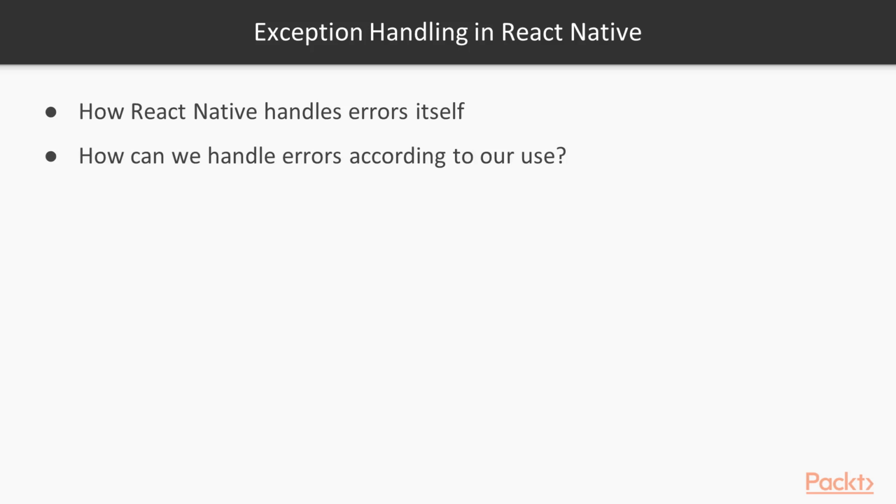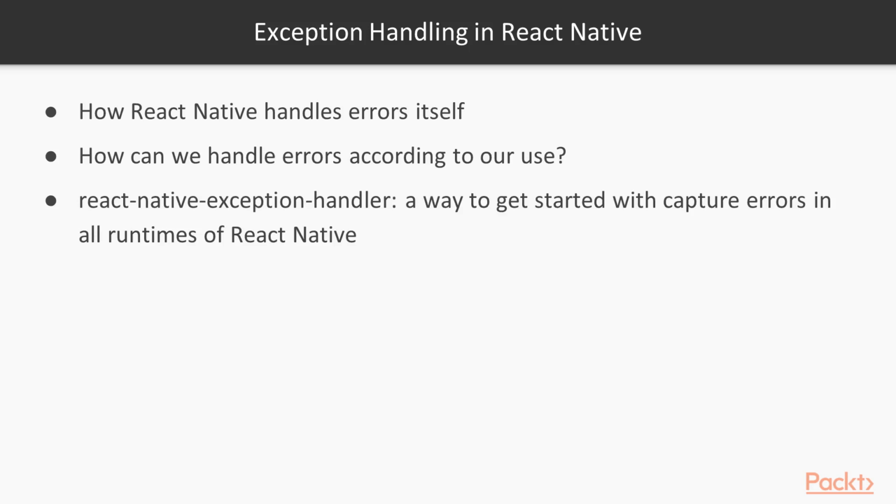But how can we handle errors according to our use? It means when we are getting some errors, how we want to use them and how we want to show them on the screen from the user's perspective. If we want to handle errors according to our use, then we can use React Native Exception Handler. This is a very good library created by Master Atul R. I will talk a little bit about it and show the pros and cons of React Native Exception Handler, but let's go to the code first.